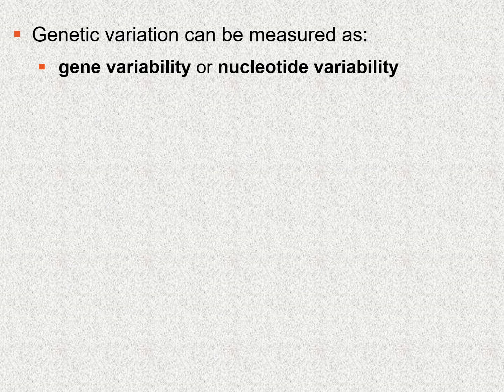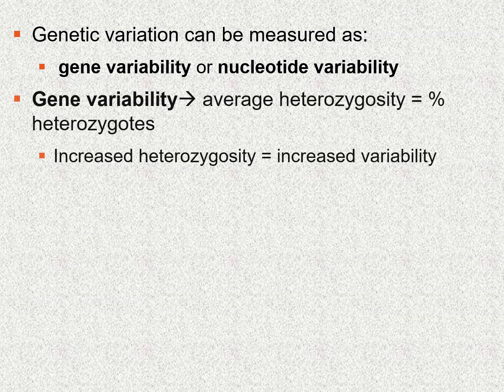Now, genetic variation can be measured in a couple different ways. It can be measured as gene variability or nucleotide variability. They kind of are dependent on one another. Gene variability is measured as what's called average heterozygosity, or the percent of heterozygotes in a population. So if you see an increase in the percent of heterozygotes, then this can equate to increased variability within that population. So they work together.